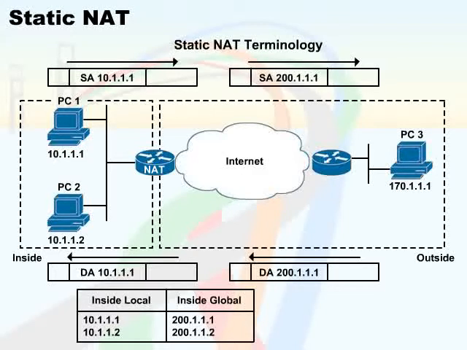Similarly, when we say outside global, we're referring to an actual IP address that was originally assigned to a host on an outside network or the internet. And when we say outside local, we're referring to the private IP address that was used by NAT to represent a host outside an organization or the internet. To make the terms more descriptive, we can call outside global outside public and outside local outside private.